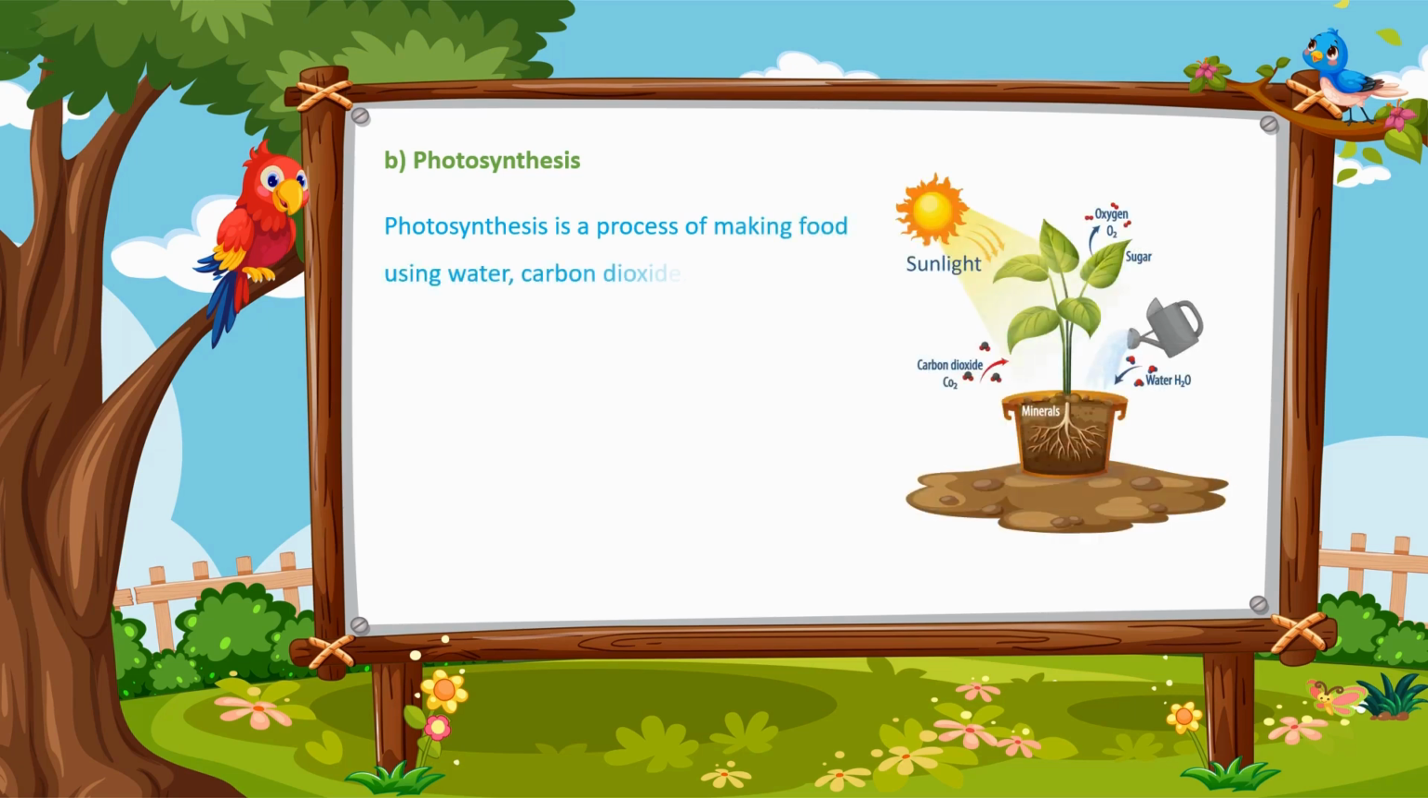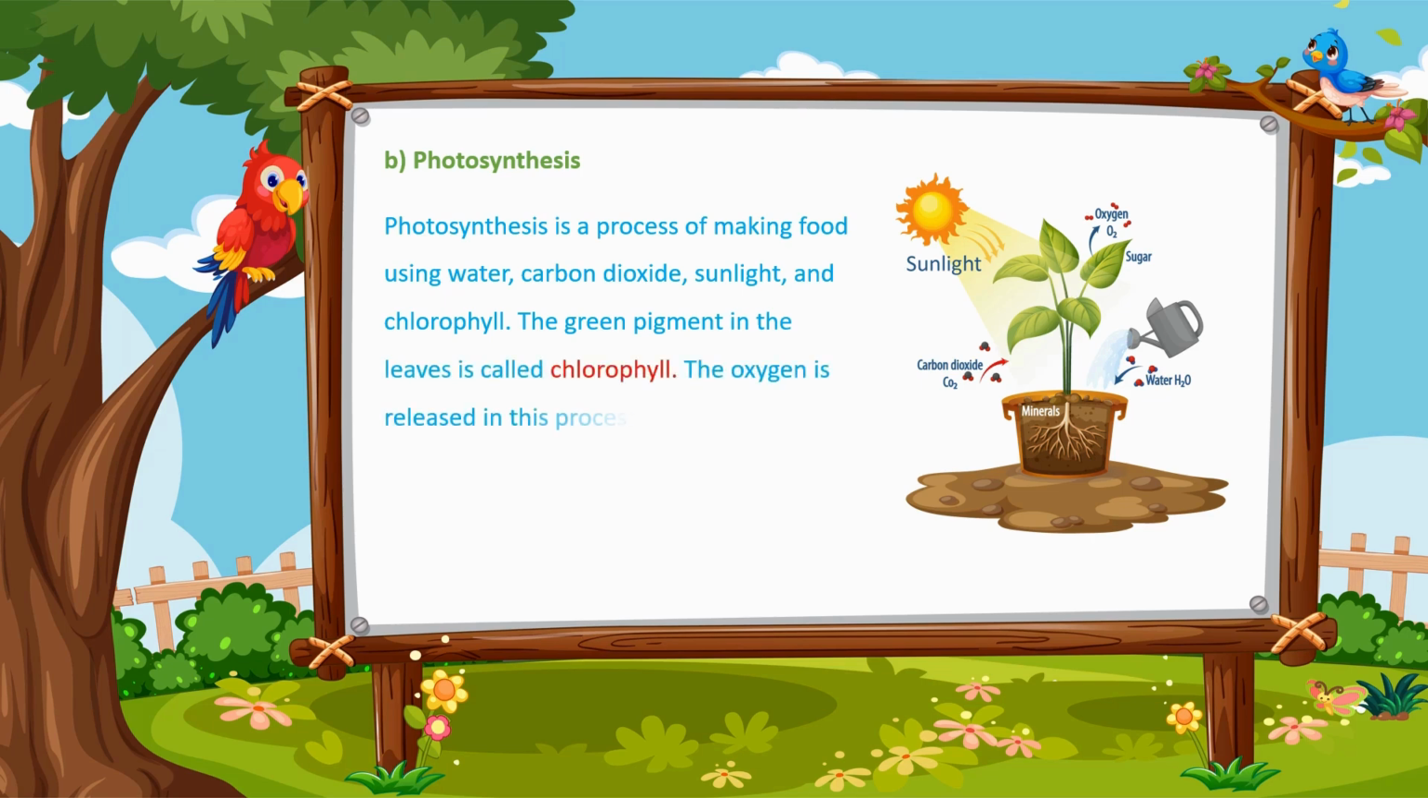B. Photosynthesis. Photosynthesis is a process of making food using water, carbon dioxide, sunlight, and chlorophyll. The green pigment in the leaves is called chlorophyll. The oxygen is released in this process and the food, sugar, is prepared and stored in the plant.